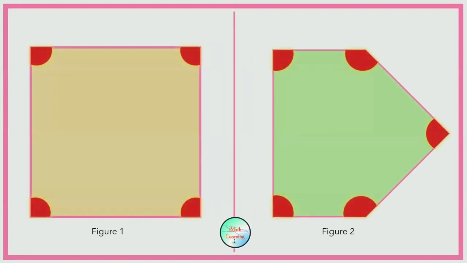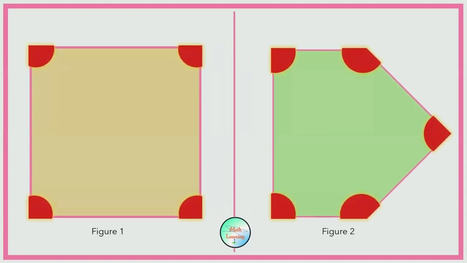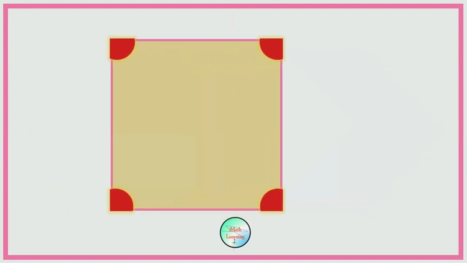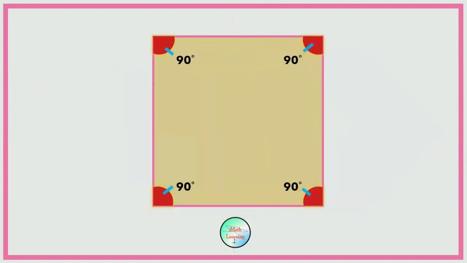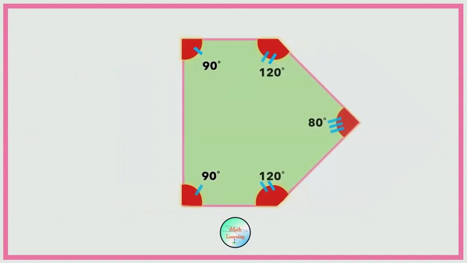Now let's look at each angle. In figure 1, the interior angles of this polygon measure 90 degrees. In figure 2, two angles measure 90 degrees, two angles measure 120 degrees, and the other one is 80 degrees.